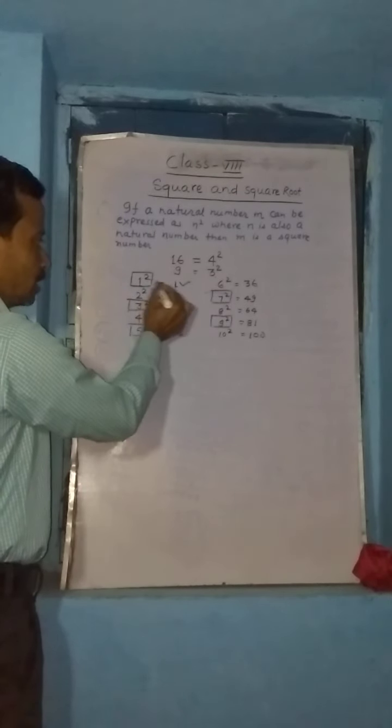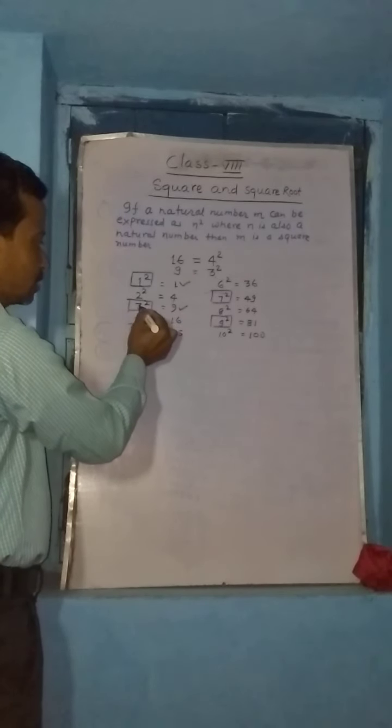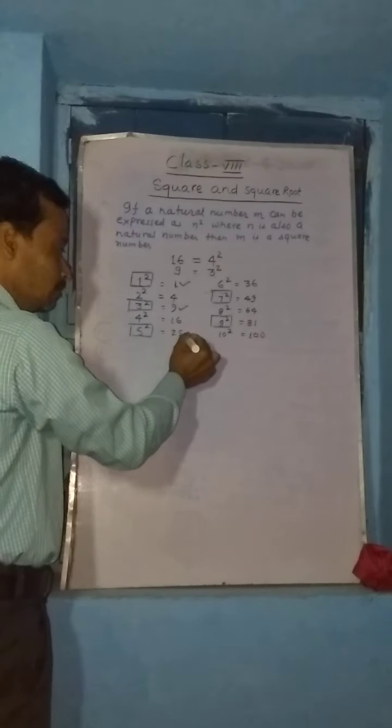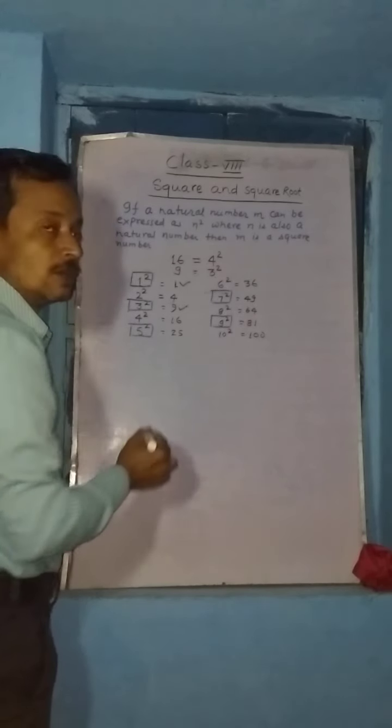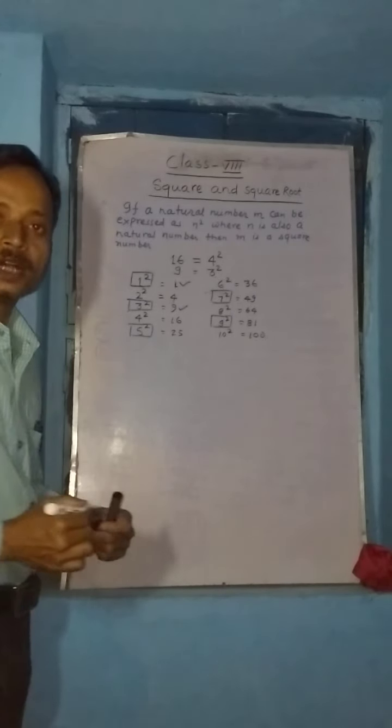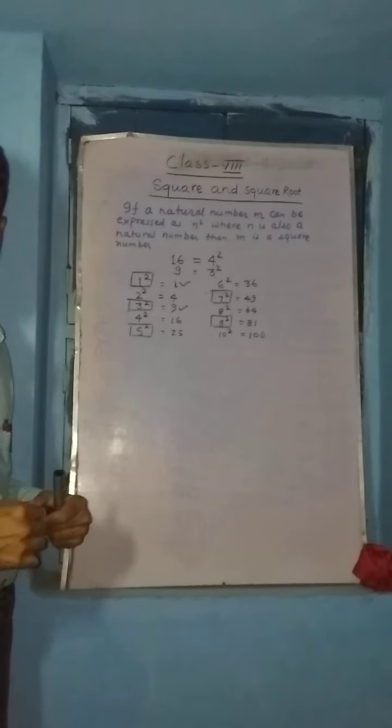Here we see a square of 1 is 1. 1 is also an odd number. A square of 3 is 9. This is an odd number. A square of 5 is 25, this is also an odd number. So we observe the first property, a square of an odd number is also an odd number.